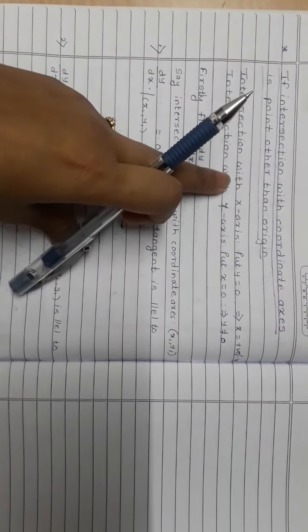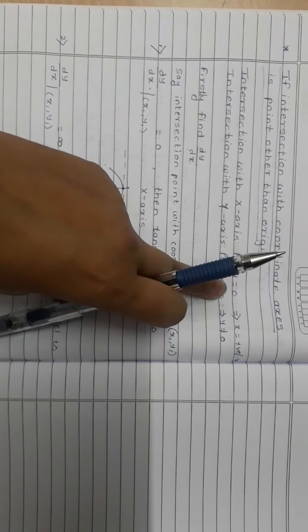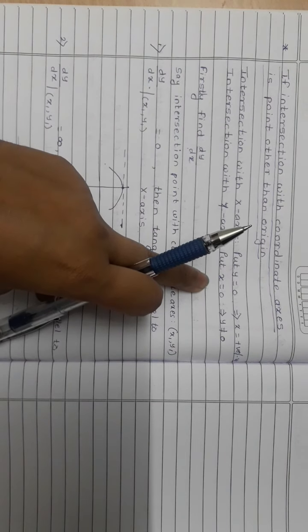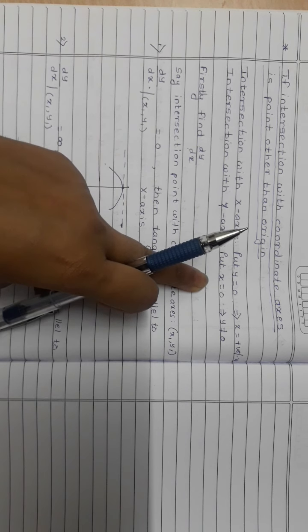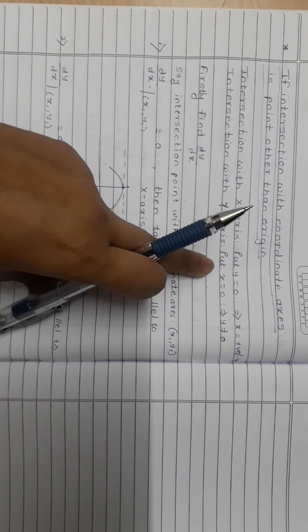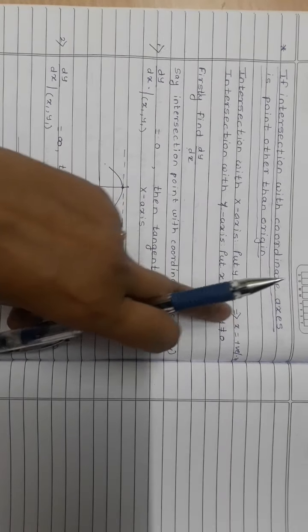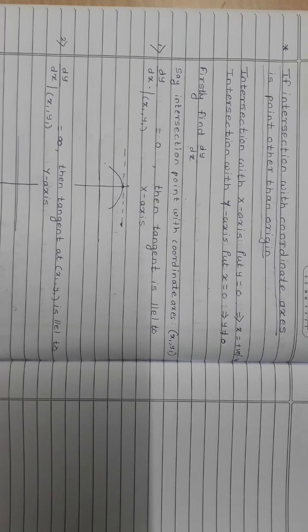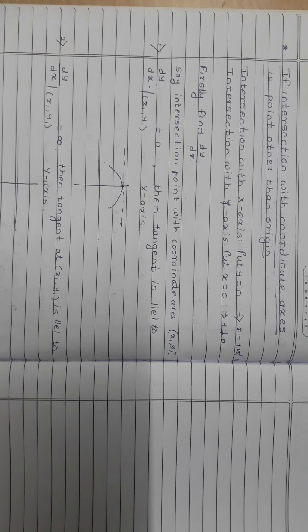So how to find that intersection with the x-axis? Just put y is equal to 0, and for the intersection with the y-axis, just put x is equal to 0. Now note that when you substitute y is equal to 0 or x is equal to 0, if you get values of x and y respectively different from zero, that means your point of intersection is different from the origin, right? So in that case, how to proceed?